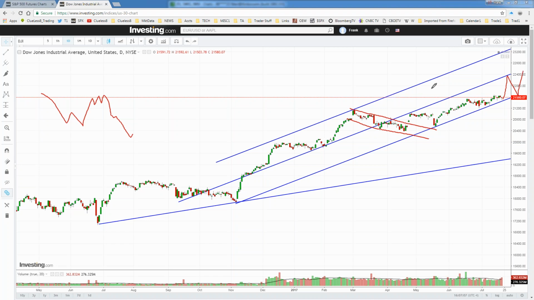Remember, this is the upper channel, right? So I'm going to put U for up channel. This is the lower channel. This is the lower channel. This is the upper channel. We're not even close to the upper channel. This is all technical stuff.